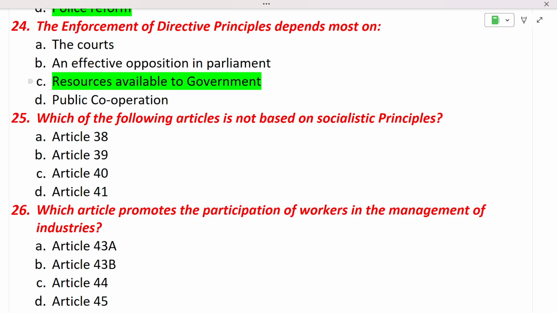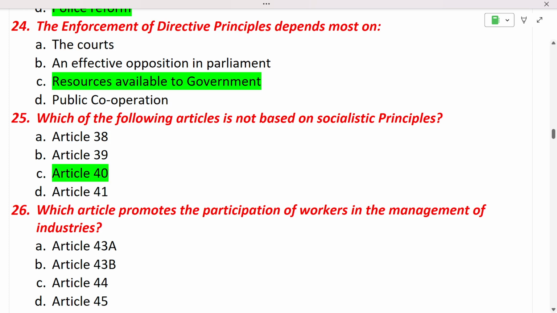Next, question number 25. Which of the following articles is not based on socialist principles? Option A, Article 38. Option B, Article 39. Option C, Article 40. Option D, Article 41. So the answer is C.